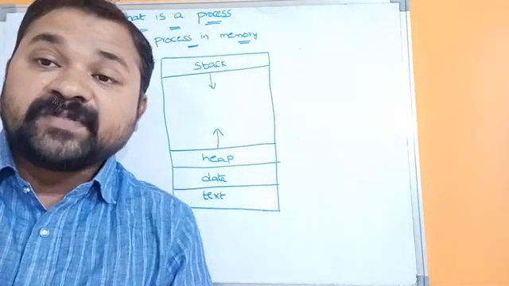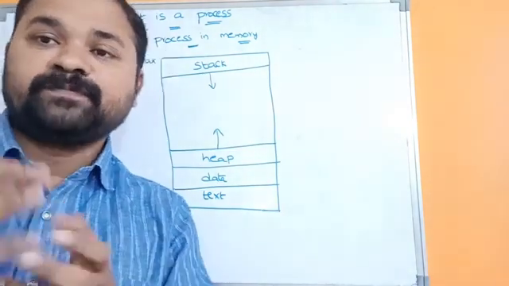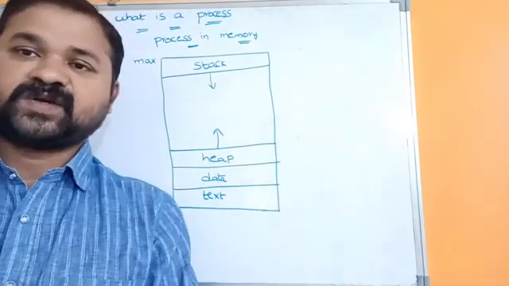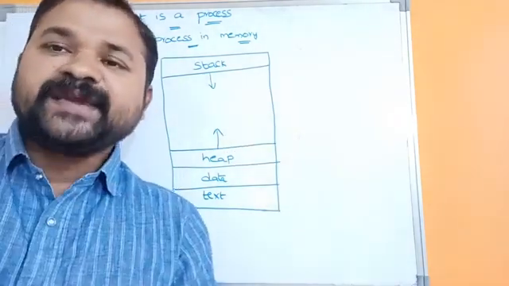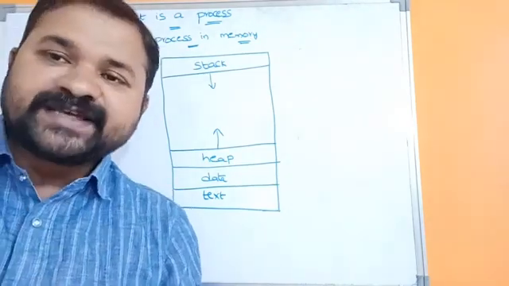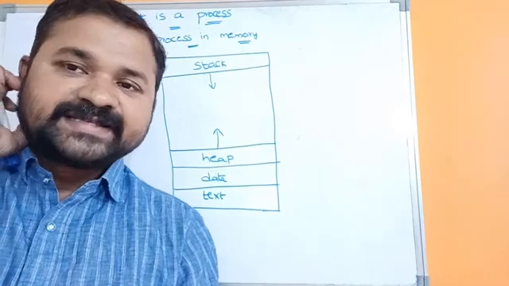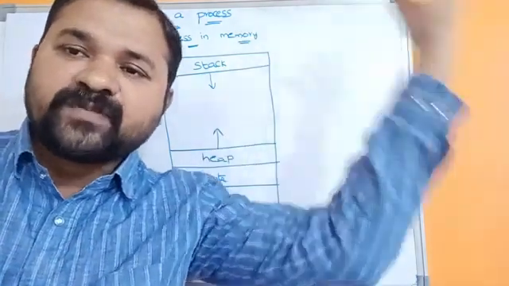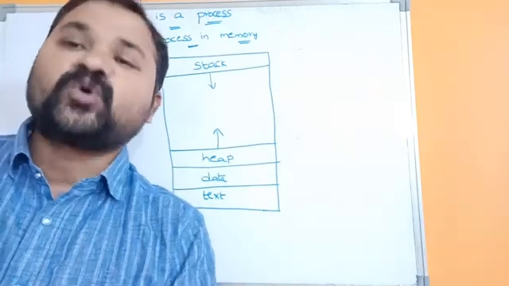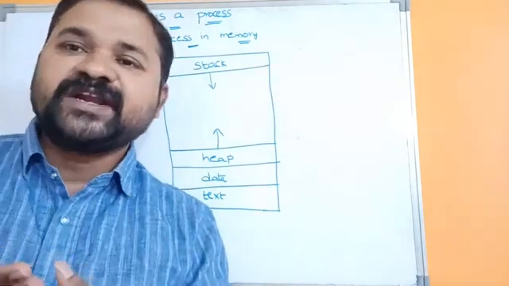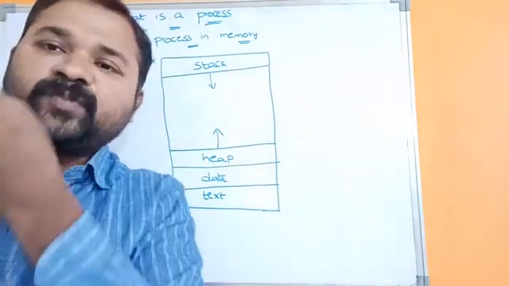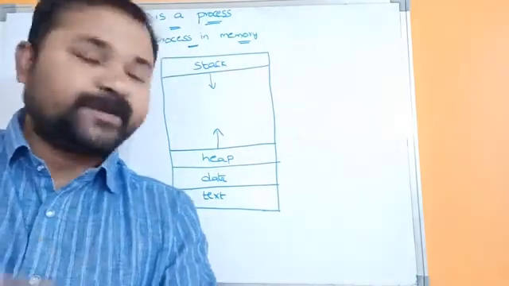Now the program is available in main memory. Now this program is called a process. So process means a program during execution. During execution, the operating system loads the program from hard disk to the main memory and it is called a process. So that is the major difference between program and process. Process means it should be in main memory only.